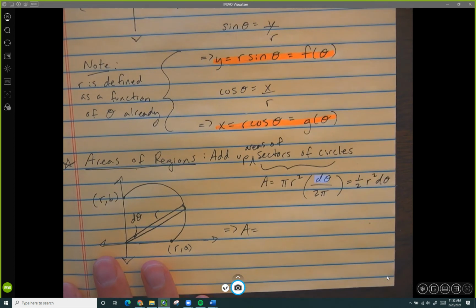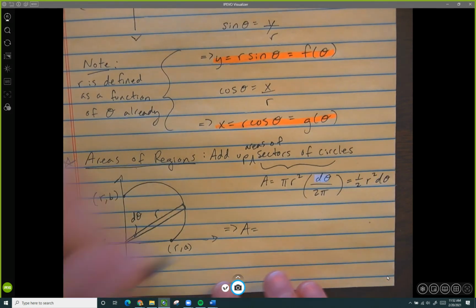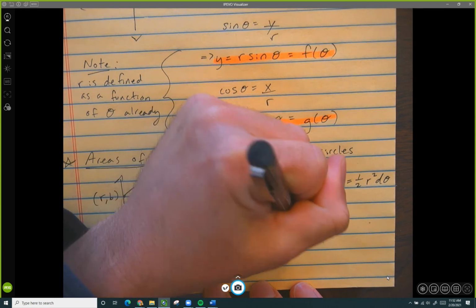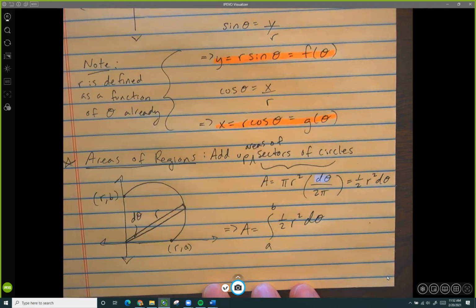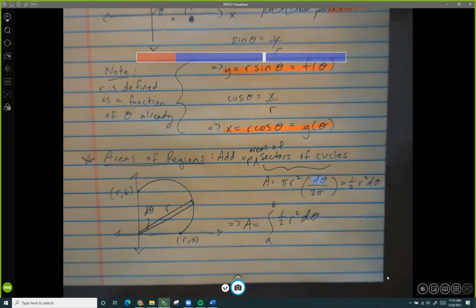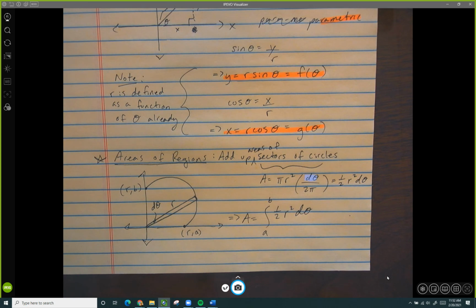That little sector is 1/2 r squared d theta, and we're going to add up a bunch of them, so we put an integral down. A to b of 1/2 r squared d theta. That's it. If you did the Steno book project, you've already done this, but now I got to at least narrate it for you.